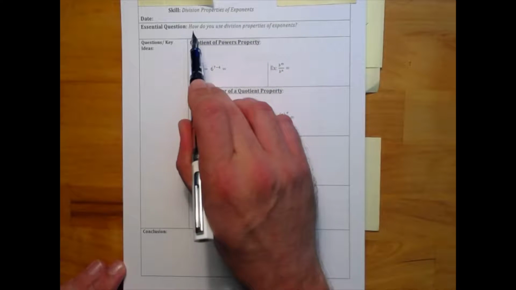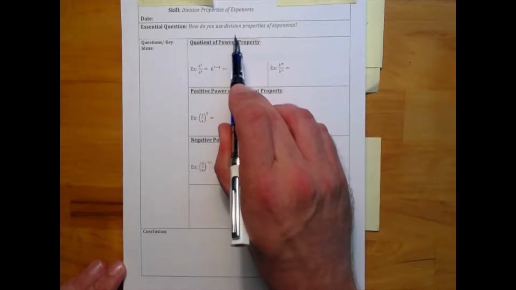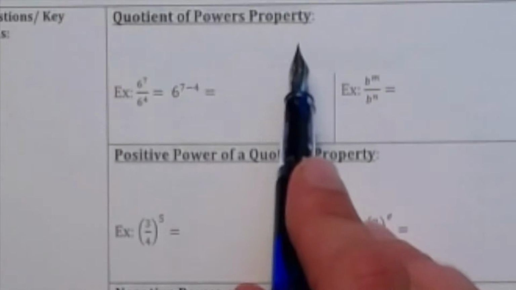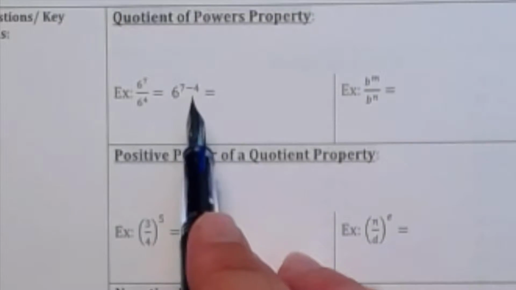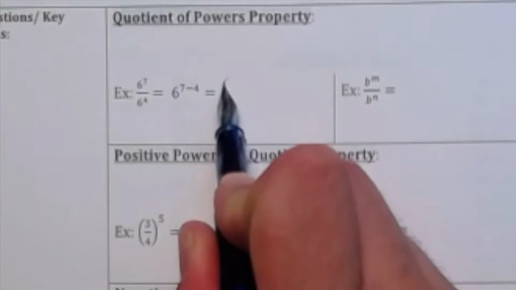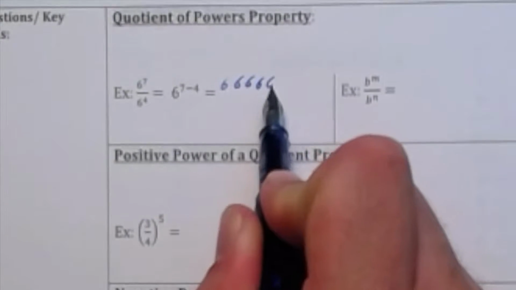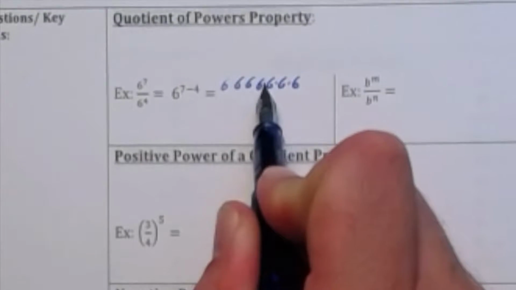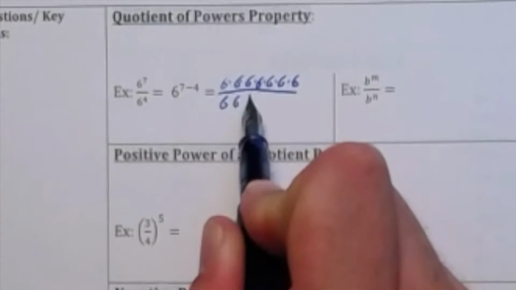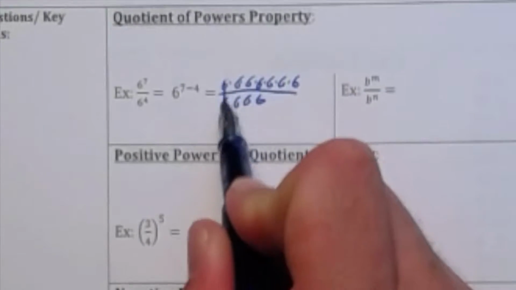The division property of exponents, and how do you use the division properties of exponents? As in the last video, we're going to look at an example to see this. 6 to the 7th power is the same as 6 times 6 times 6 times 6 times 6 times 6 times 6, all over 6 to the 4th power. So I would put 6 times, and I would have 4 6's down there.